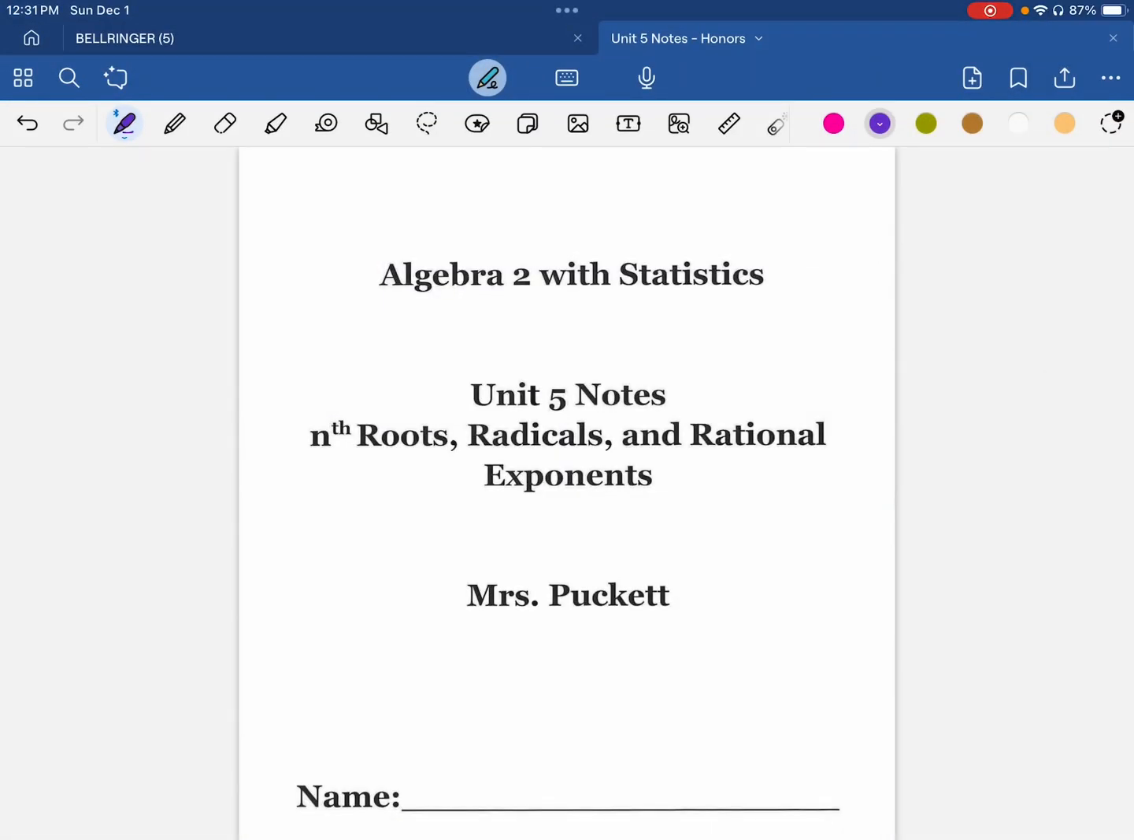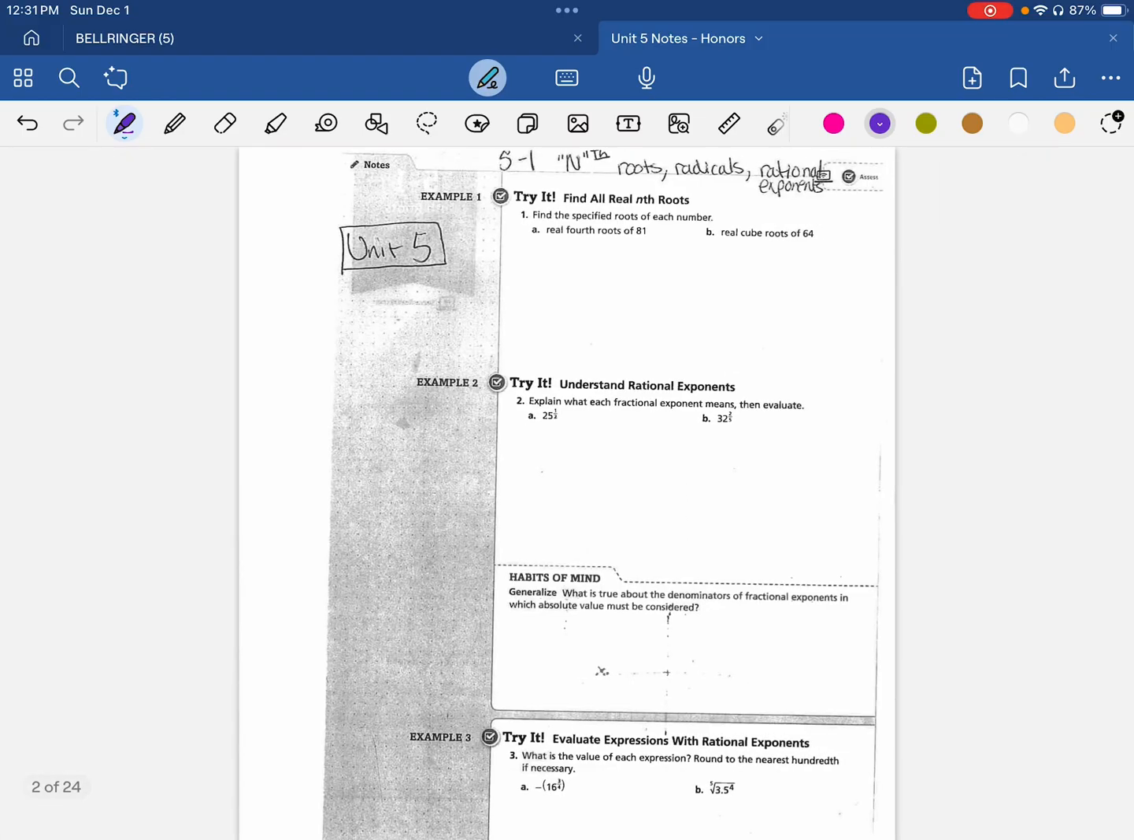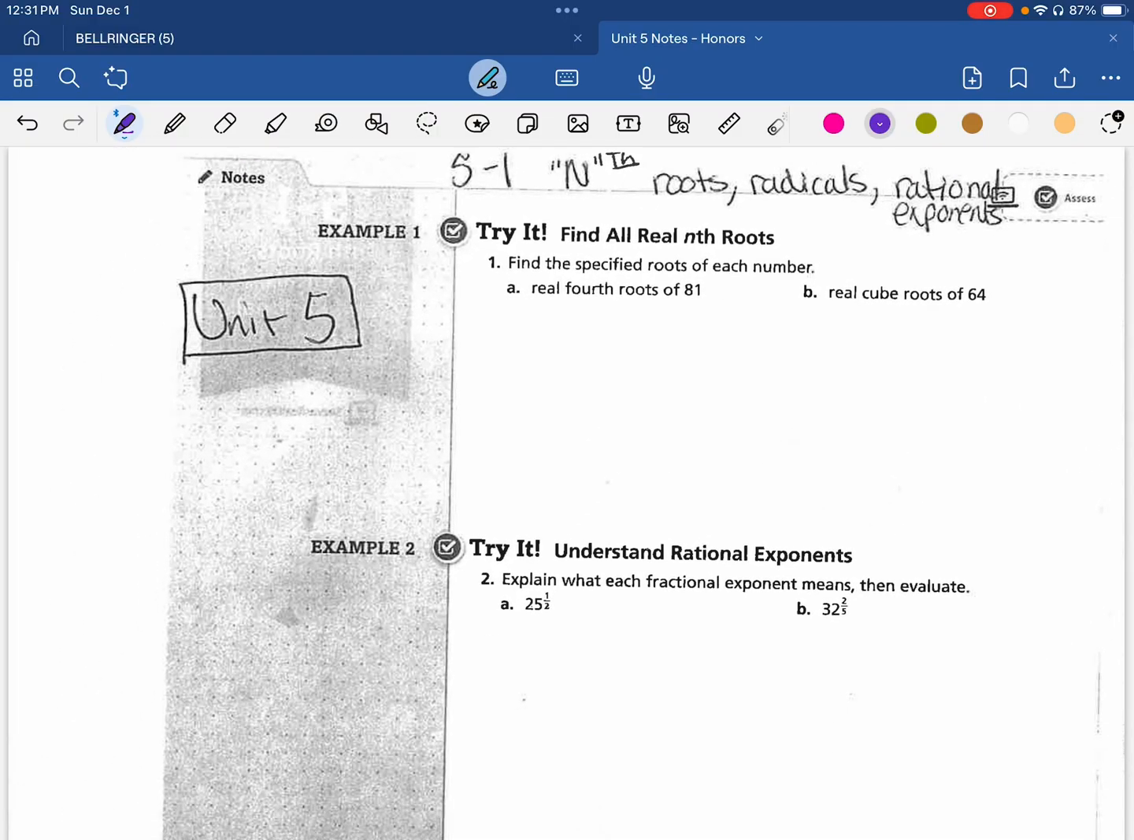Today we're starting Unit 5, and it's on roots, radicals, and rational exponents. If you'll go to the first page of notes, it starts off pretty easy, and it moves from basic square roots to nth roots. So let's talk about fourth roots of 81.